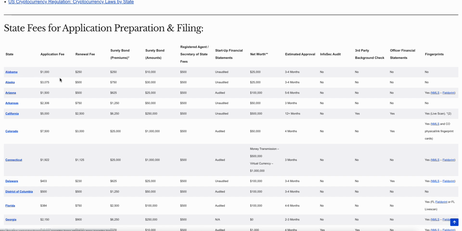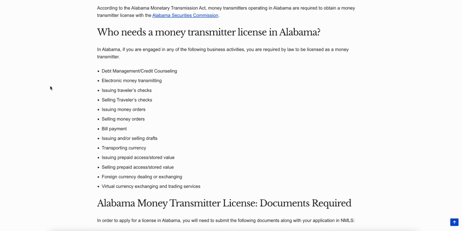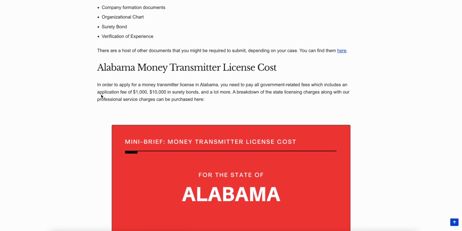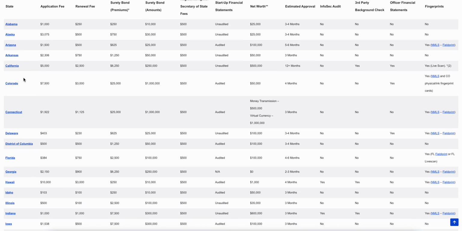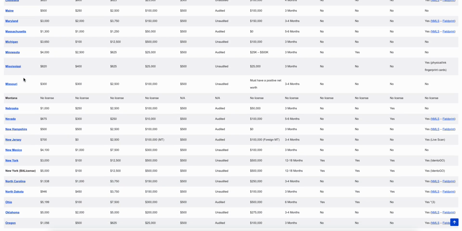So for example, if you were to click on Alabama and you say, what is the information on Alabama? Then it takes you to another page on our website where we provide all the information with respect to Alabama and what it costs, etc. So we have that information for each state. And we've put this into a row by row declaration for each state on what it costs to get the license. For example, Montana.